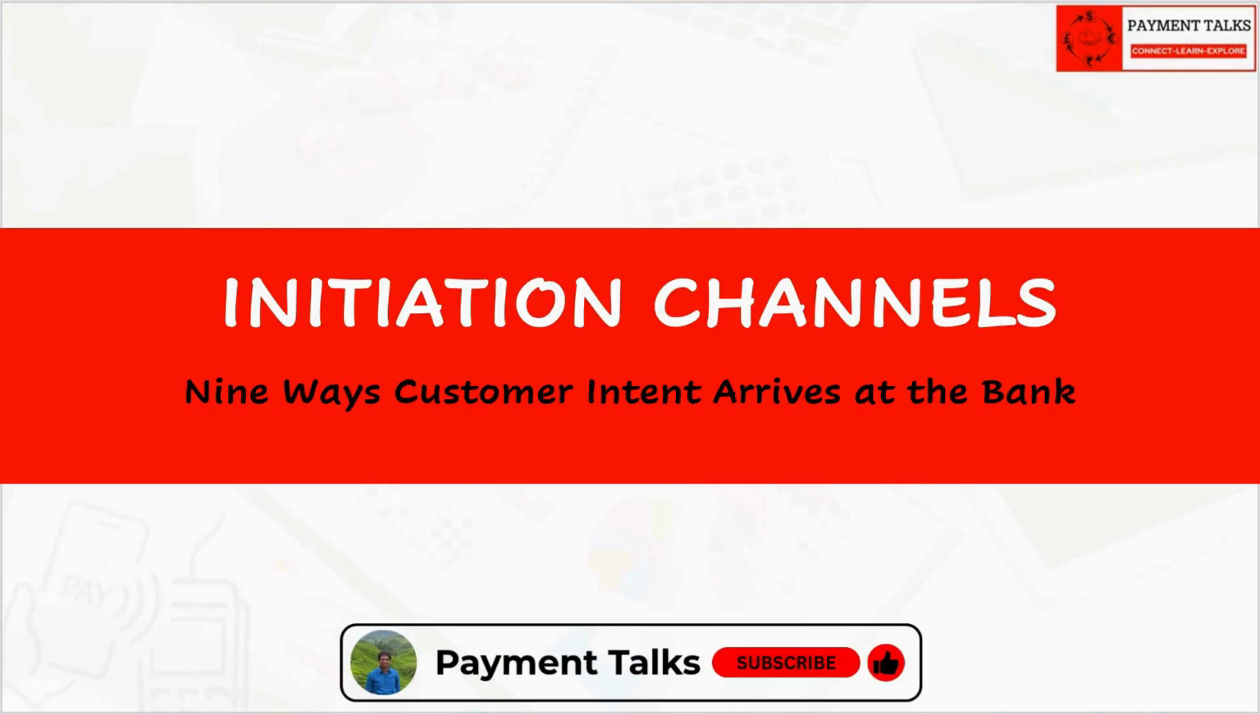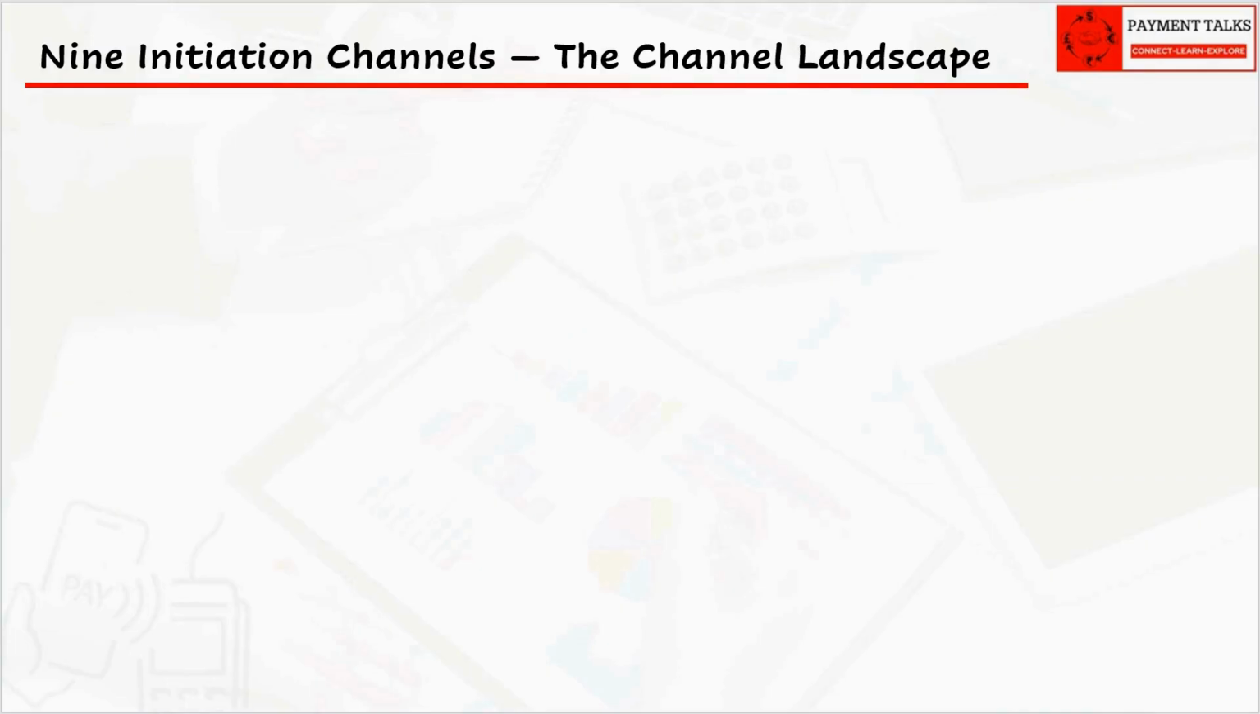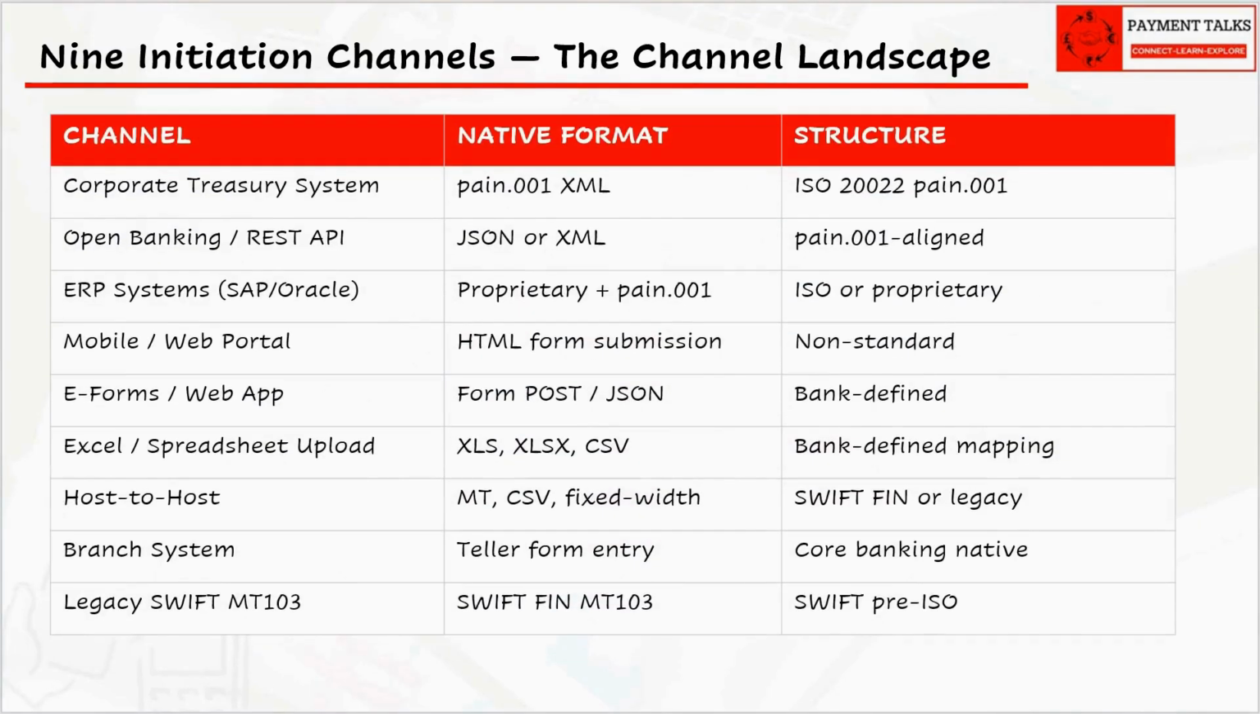Customer intent has to reach the bank somehow, and the way it arrives varies enormously. Let me show you the 9 main channels through which customer intent arrives at a bank today. A corporate treasury system like SAP Treasury or Kyriba sends pain.001 XML directly. An open banking or REST API delivers JSON or XML, usually pain.001 aligned.